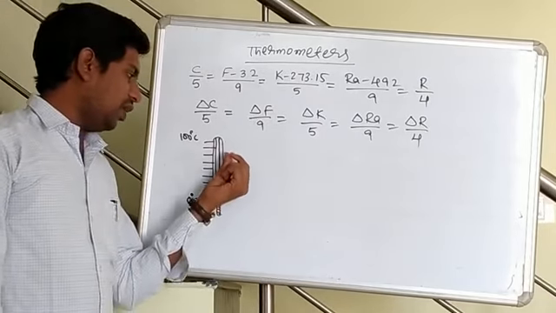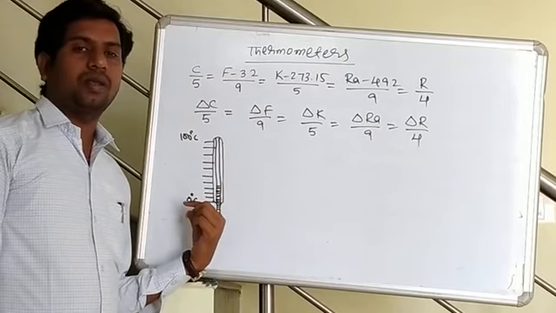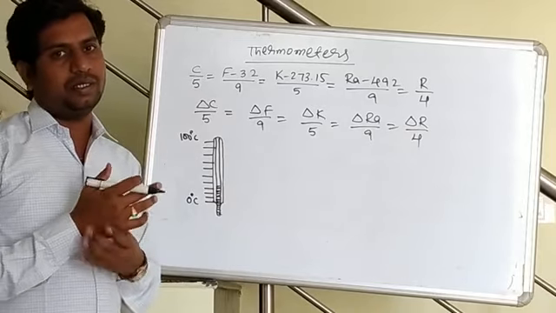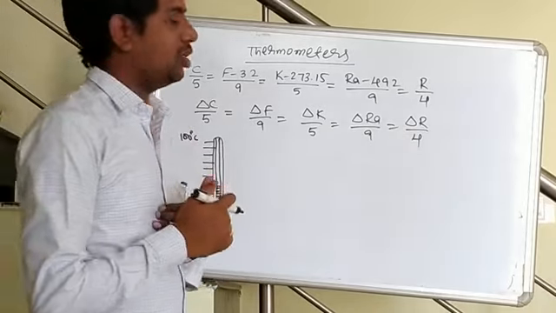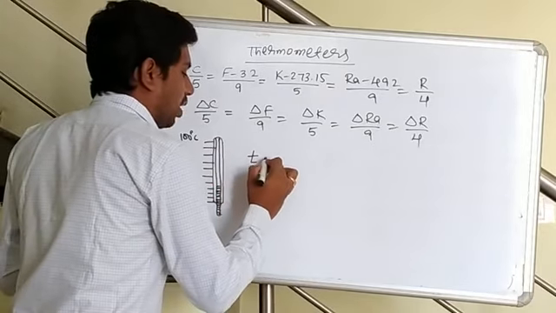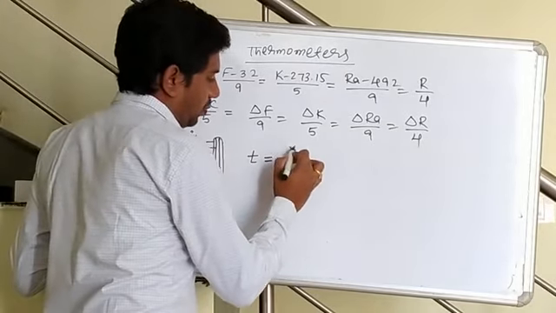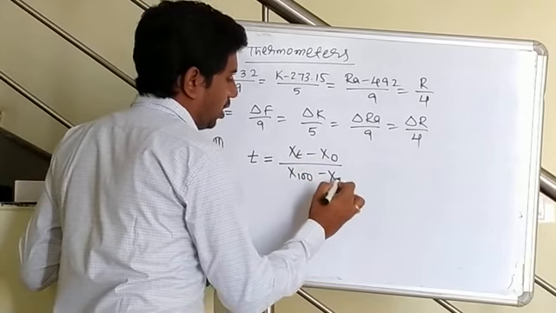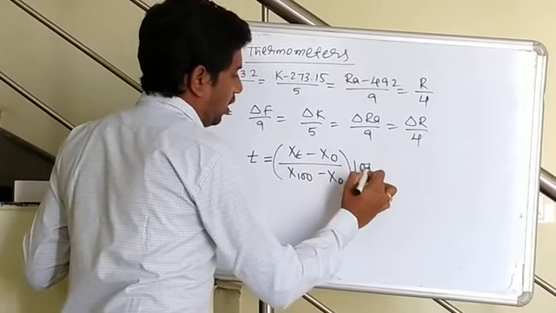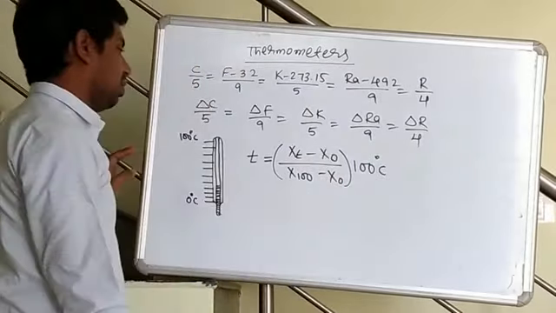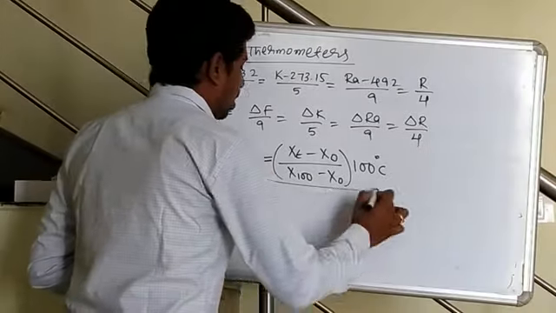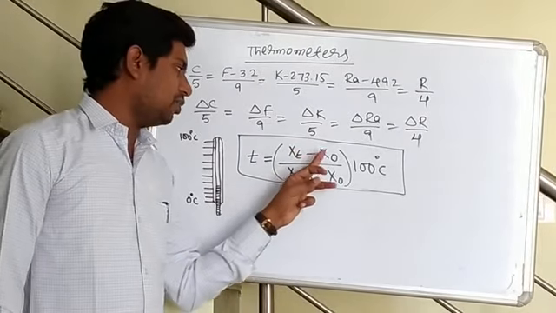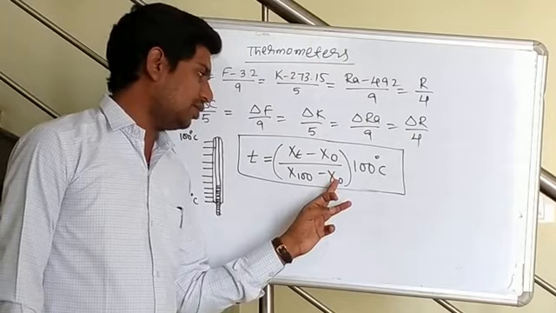But here we take not only mercury, we have different types of thermometers, but the basic principle to measure the temperature using the thermometer is, we write T = (xt - x0)/(x100 - x0) × 100 degrees Celsius. This is the standard formula to measure the temperature using a thermometer. So what are this xt, x0, x100?